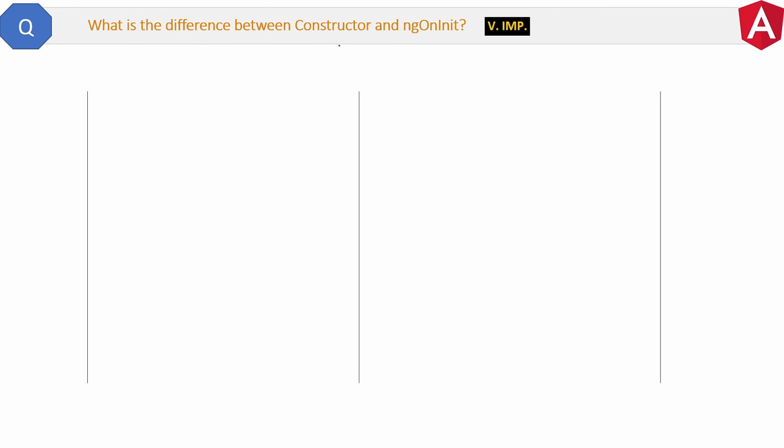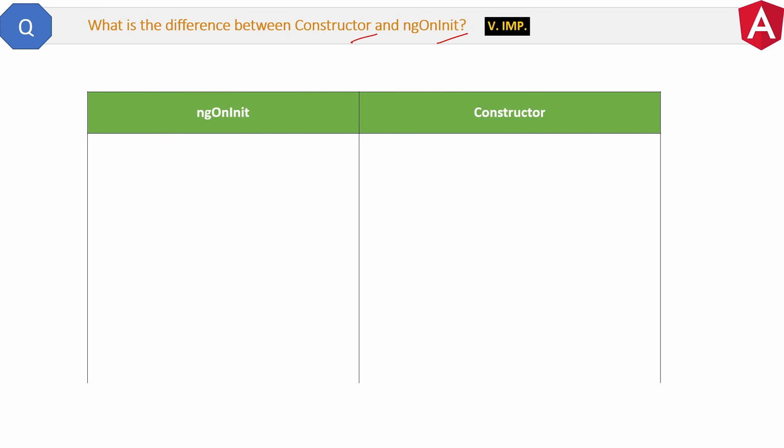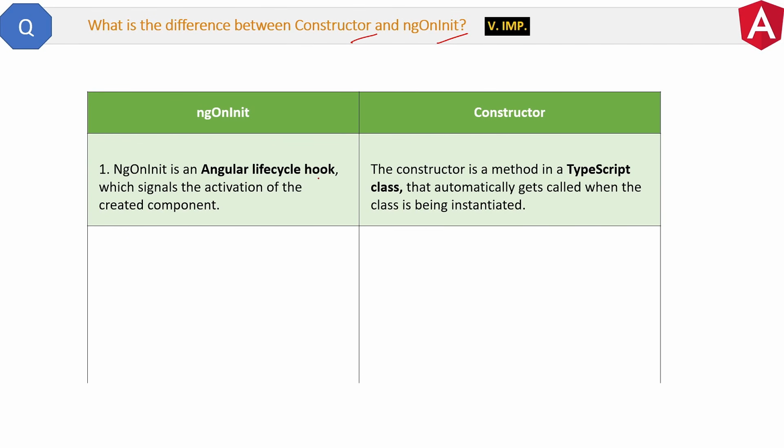Here is a differences question, and differences questions are the favorites of interviewers because with this they can check two concepts with a single question. Now the question is, what is the difference between constructor and ngOnInit? Let's start with the definition of ngOnInit. ngOnInit is an Angular lifecycle hook which signals the activation of the created component. Remember, it's an Angular lifecycle hook, and when this is called, the component is already created.